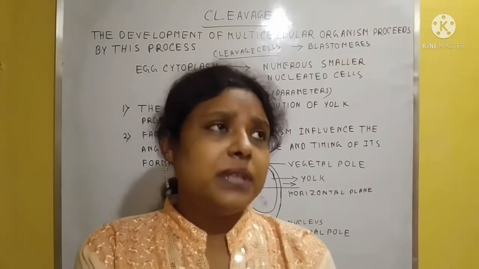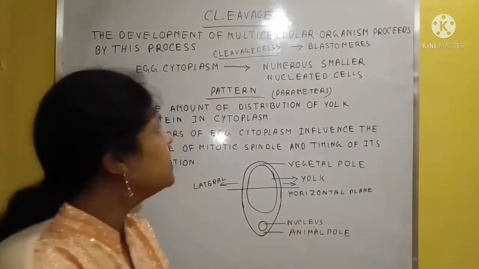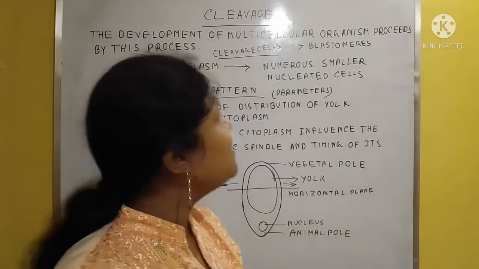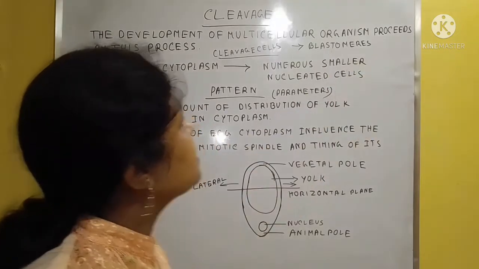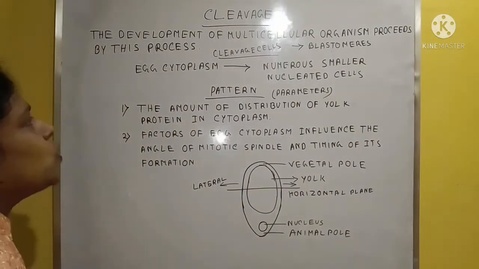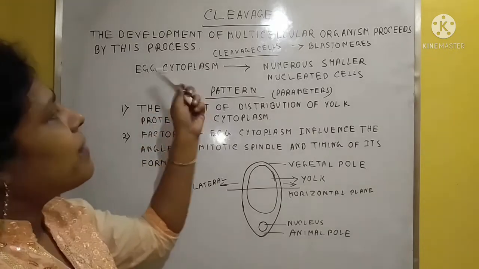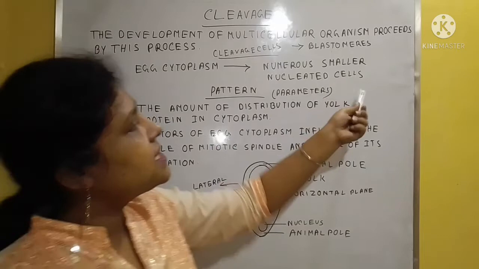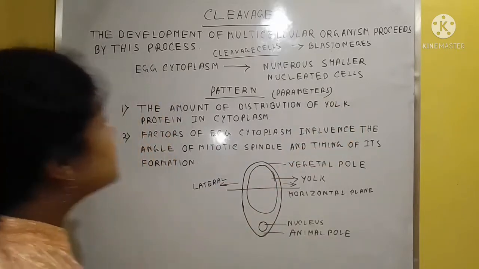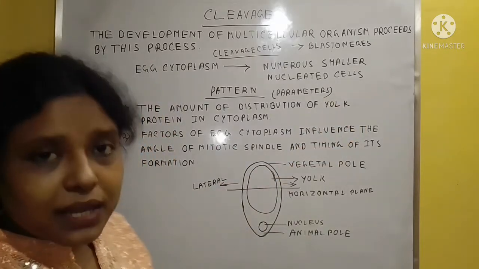Here we learn that the cleavage cells are called blastomeres. Cleavage cells are known as blastomeres. From the egg cytoplasm, numerous smaller nucleated cells arise. This is the process known as cleavage.